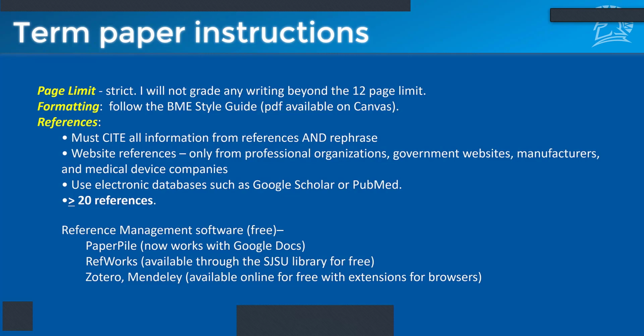You must cite all of the references that you use and rephrase them to avoid plagiarism. There's two parts. You have to cite and you have to rephrase. It's not enough just to cite. I think I mentioned before, website references are okay as long as they're from high quality sources such as professional organizations, ASME, BMES, government websites, or companies that make these devices. You have to have at least 20 references. And I highly recommend using a reference management software.